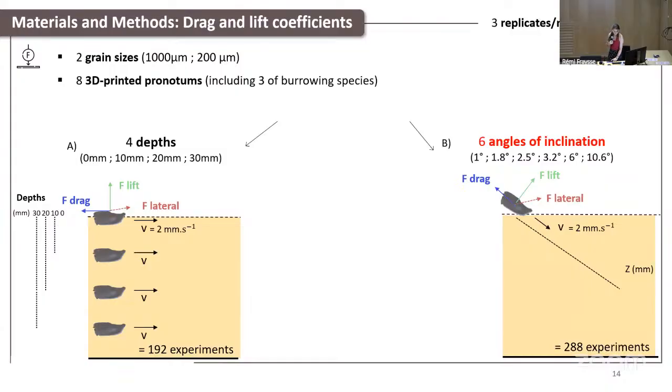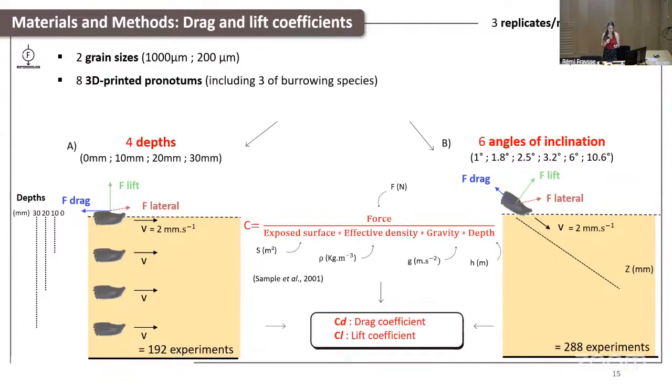In the other, I varied the entry angle of my pronotum into the substrate. We wanted to see the effects of angle on the measured force, and if there is an optimal angle that minimizes drag and lift, making burrowing easier. Each test was repeated 3 times, and the 3-axis sensor measured drag, lift, and lateral forces. Then, using this standard equation, I calculated drag and lift coefficients.